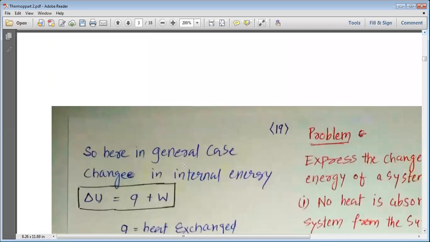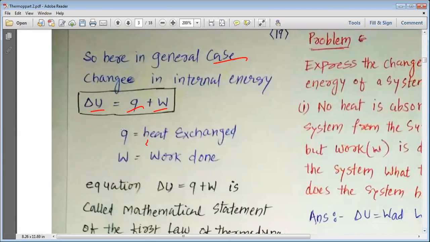So in the general case, the change in internal energy, delta U, is equal to Q plus W. What is the meaning of Q, my dear students? Here Q represents the heat exchange and W represents the work done.